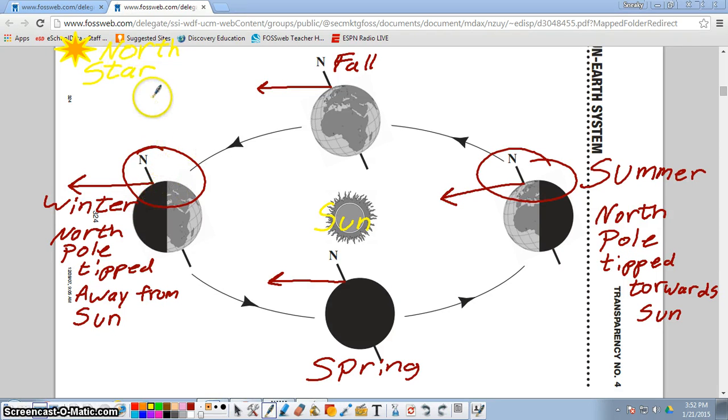We notice that at each season the North Pole is pointing towards our North Star, or in this case, for the diagram, pointing to the upper left corner of the paper. And we see that again at every season. With fall and spring, we see that the North Pole is not pointed towards or away from the sun. It's kind of in the middle, so we see a mirror image, if you will, of the Earth in spring and fall.